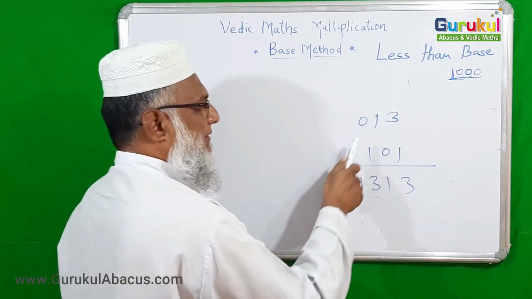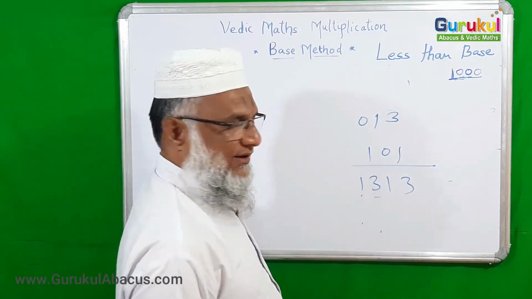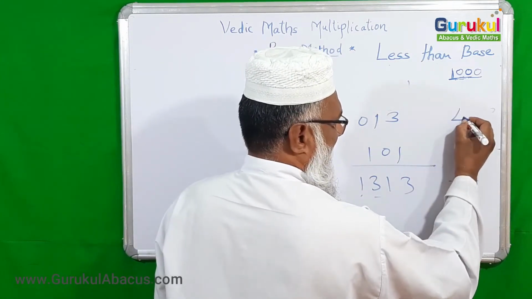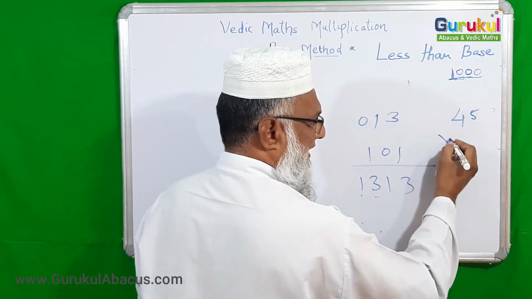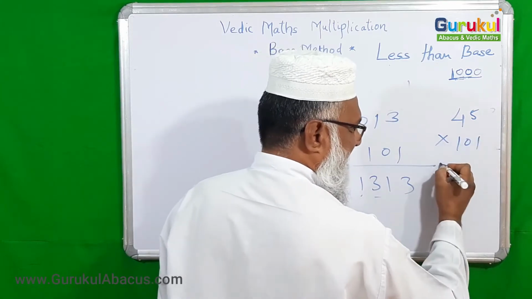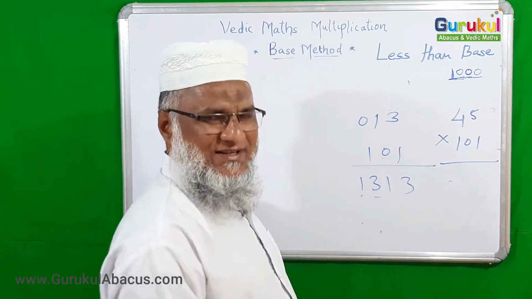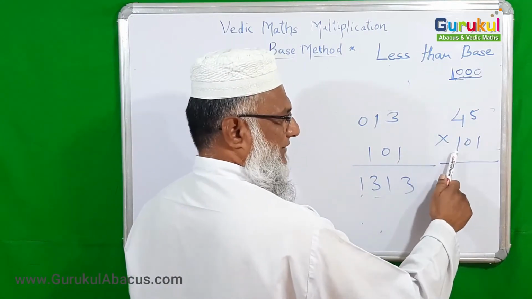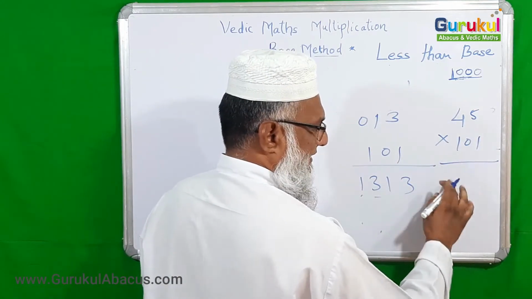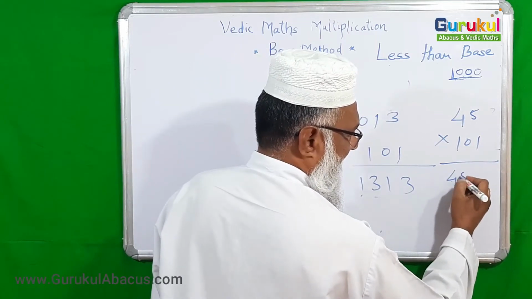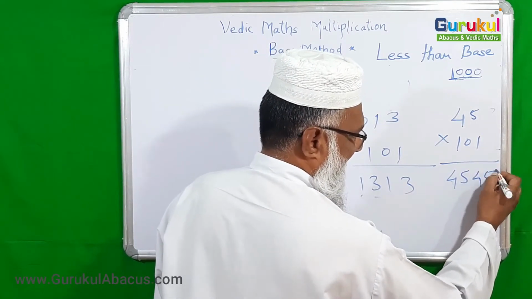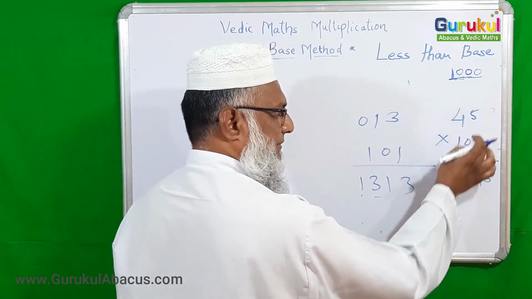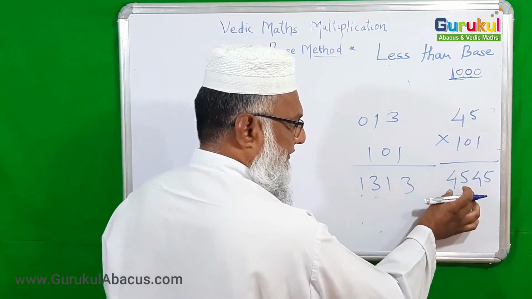Here 13 multiplied by 101. Again, one more example I am taking. Suppose you are multiplying any 2 digit number by 101. Then a simple rule is that whatever 2 digit number you are multiplying by 101, you just write it twice. That is the answer. If you are multiplying 45 by 101, just write 45 45.